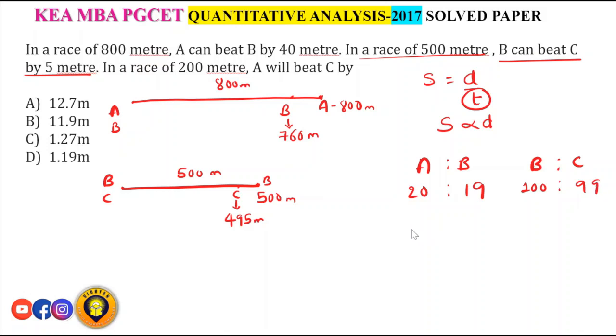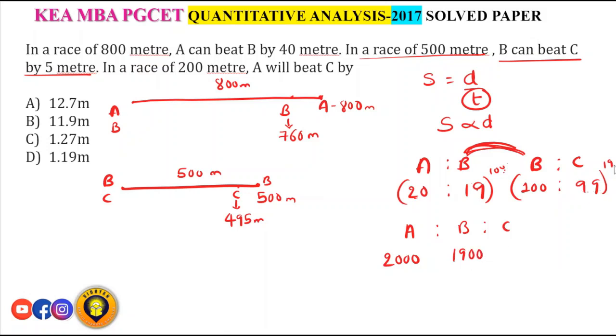Now in a race of 200 meter, A will beat C by how much? Now what you do, merge these two ratios. You know how to merge the ratios, right? Here B is constant, B is common. So multiply the first ratio by 100 and multiply the second ratio by 19. So what will you get? A, B, C: 20 into 100 is 2000 and 19 into 100 is 1900.